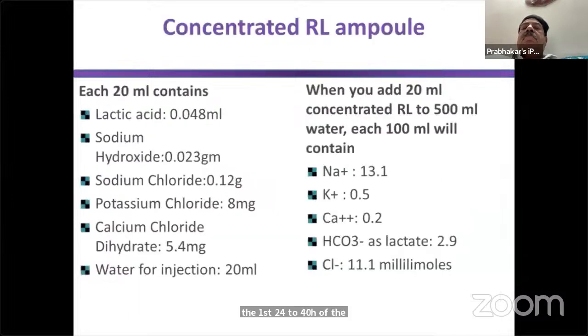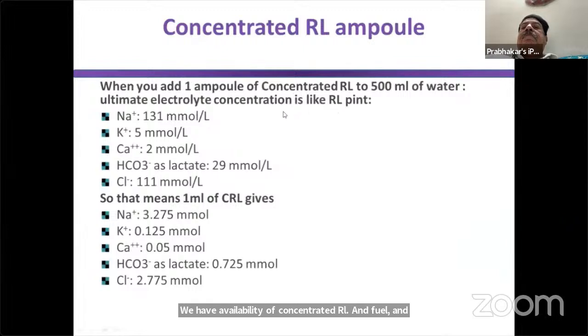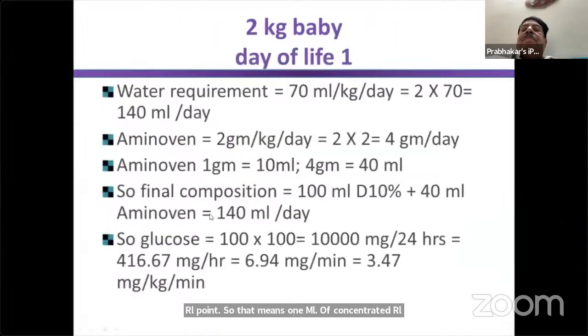We have availability of concentrated RL ampule, and when you add 1 ampule of concentrated RL to 500 ml of water, the ultimate electrolyte concentration is like a RL pint. So that means 1 ml of concentrated RL gives sodium of 3.275 millimoles.